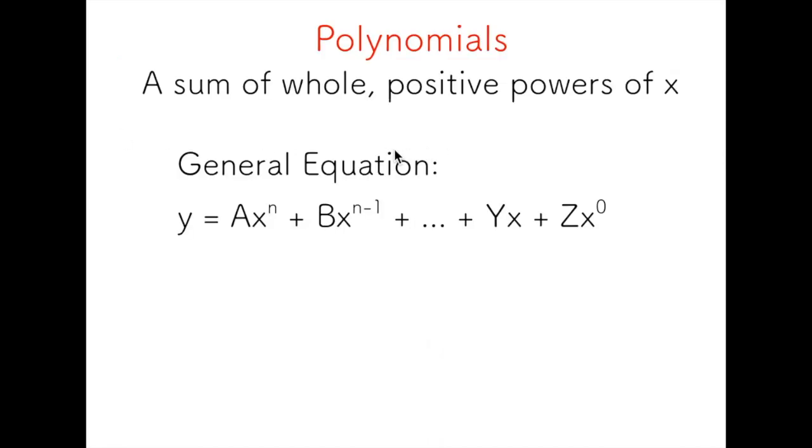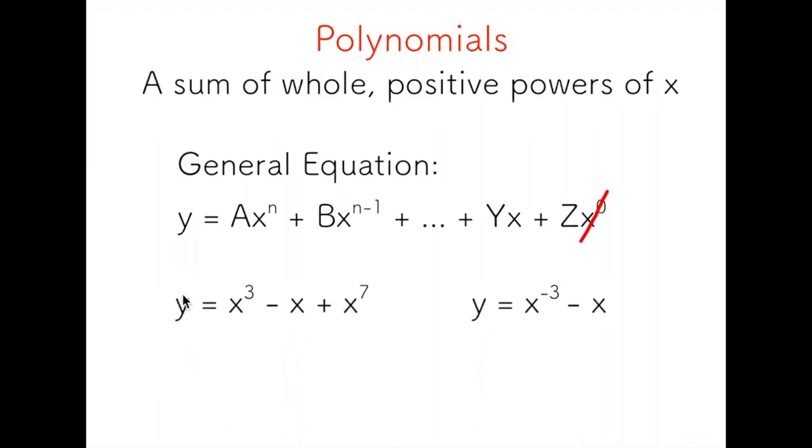A polynomial is the sum of whole positive powers of x. In general, I can summarize using the following equation, where a, b, and so on are the coefficients in front of the x terms, and I start with x to the power of n and decrease the exponent by 1 until I'm left with an exponent of 0, or a constant term.